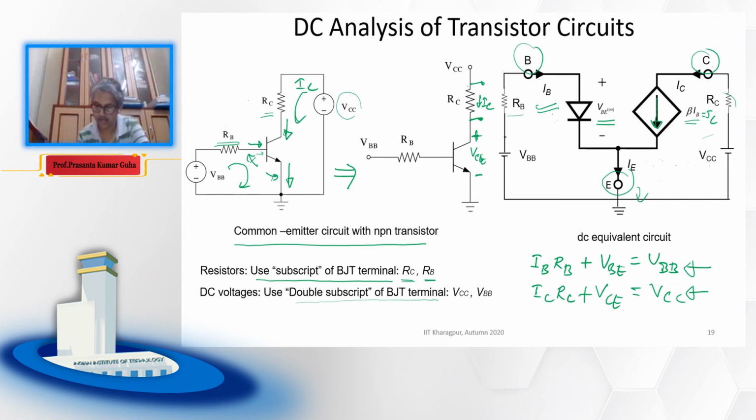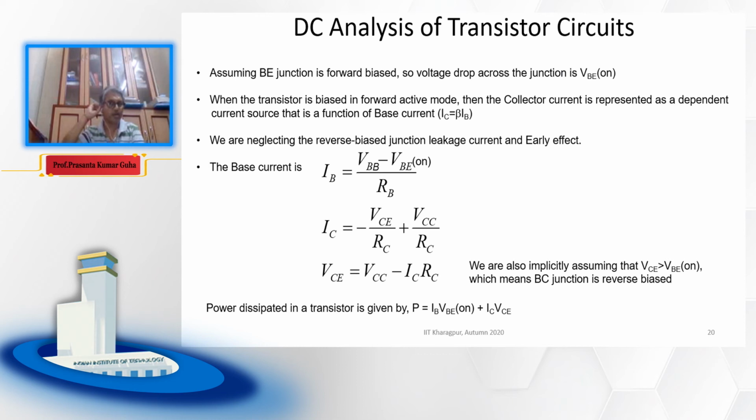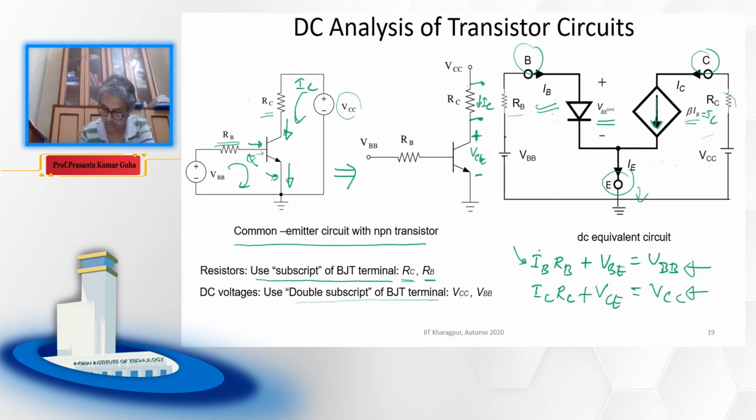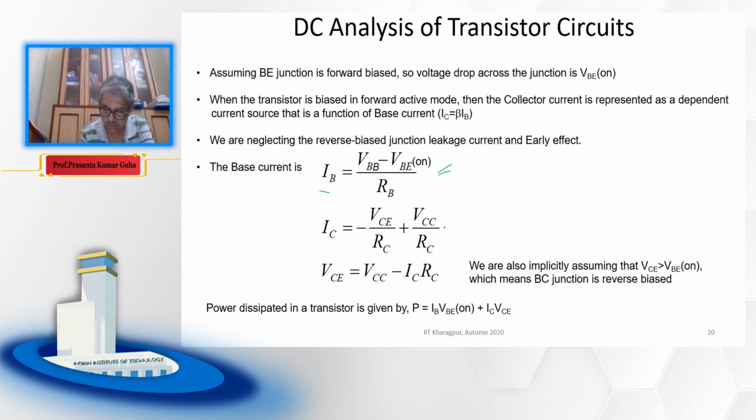So we can write these two equations to solve for the operating point, the different values of IC, IB, VCE, etc. So you see, you can write IB, and you can also write IC from these equations. IB will be this and IC will be this. Here we are not considering the reverse leakage current, and also we are not considering the early effect.